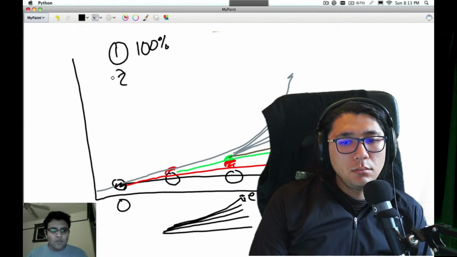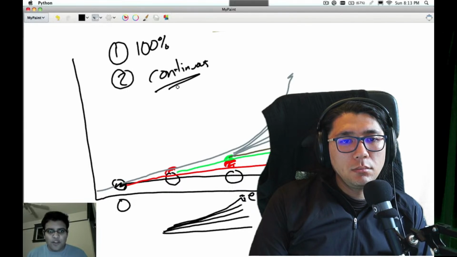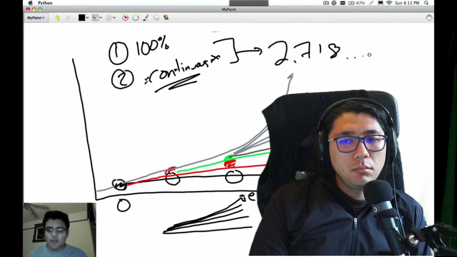So that's why it's 100% growth. But two, it's continuous. And this is really the key here. It's not jumping suddenly. As time goes on, each instant it's earning red, and the red's earning green, and the green's earning brown, and the brown's earning gray, and so on and so on. So this combination gives you some amount of growth at the end of the period, which is about 2.718... And that number is e.